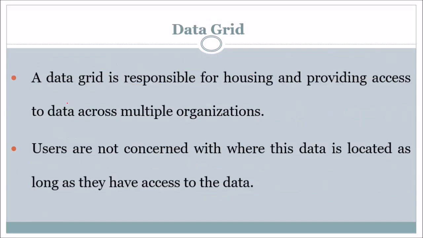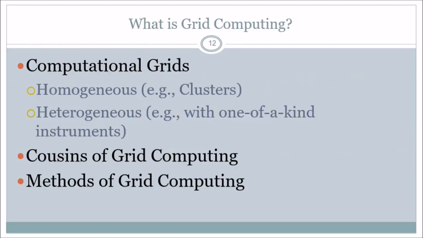Then we have the data grid. This data grid is responsible for housing and providing access to data across multiple organizations. So users are not concerned with where this data is located as long as they have access to this data.